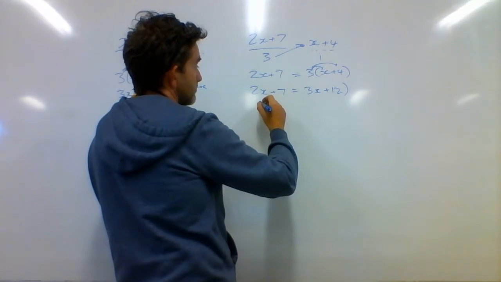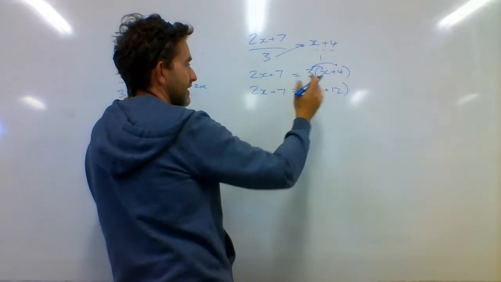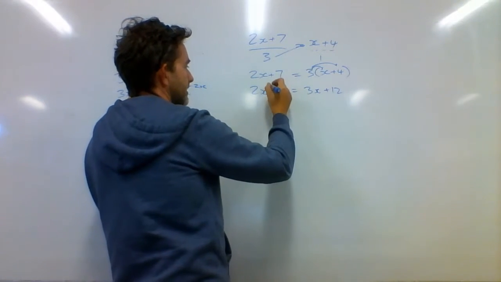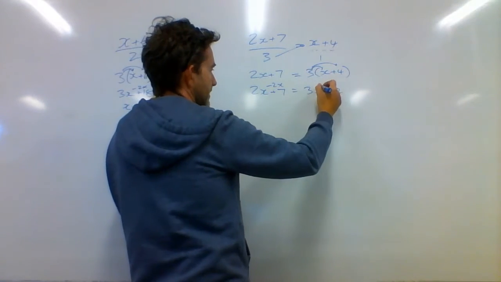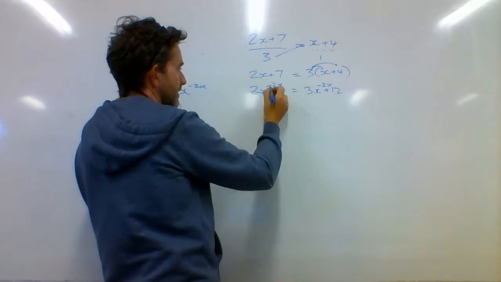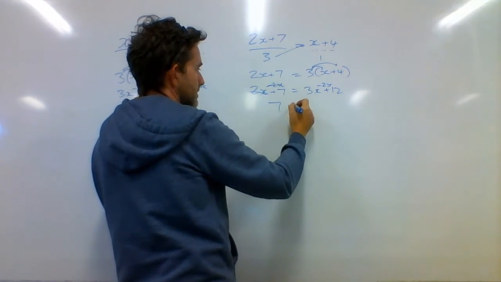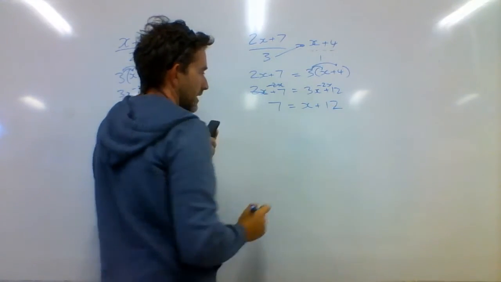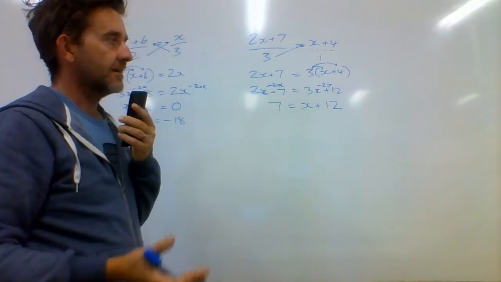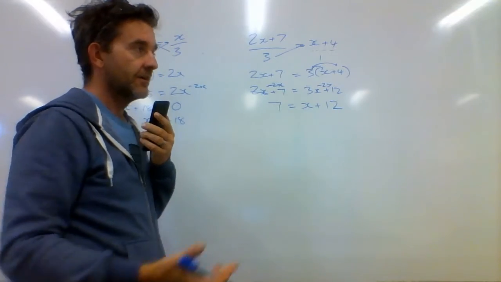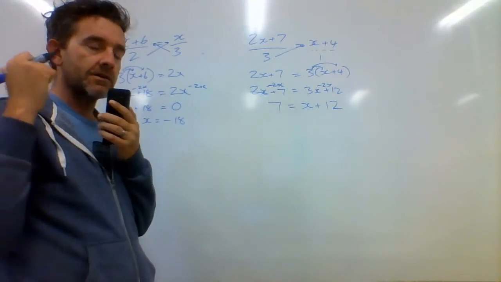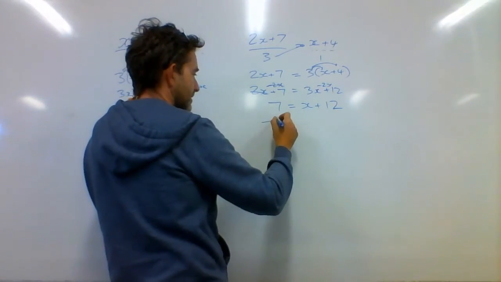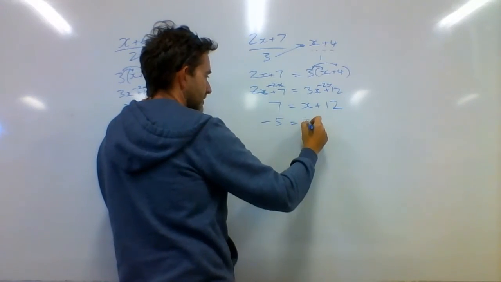Let's see, what am I doing? Yes, that's right, getting rid of the x's. Take 2x, take 2x, and I'm left with 7 being equal to x plus 12. I need to get rid of that 12 that's being added there. I need to subtract 12 from both sides. 7 take 12, that's going into negative territory. Negative 5 equals x.